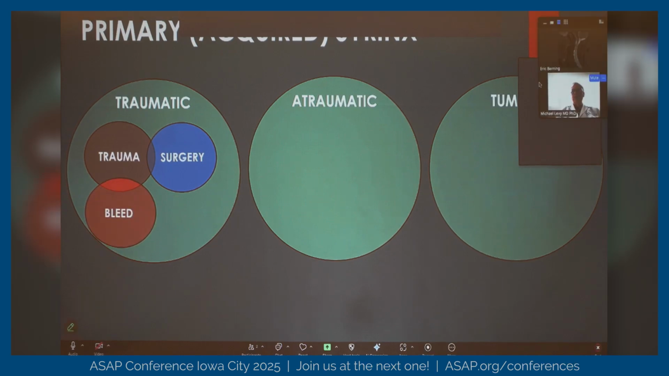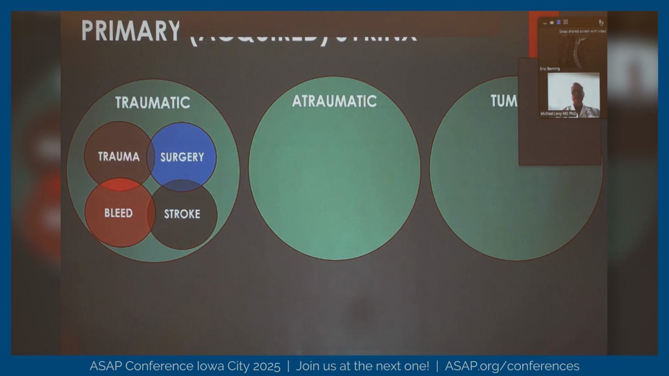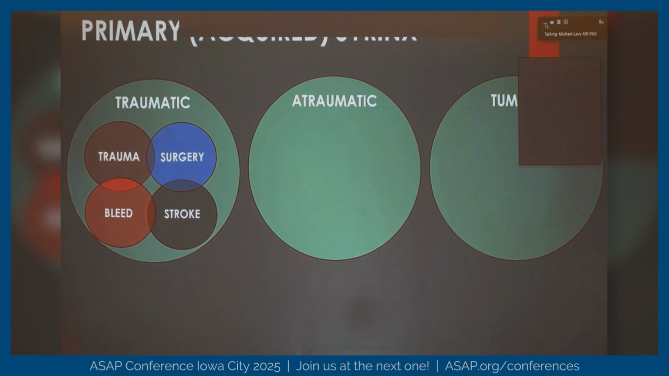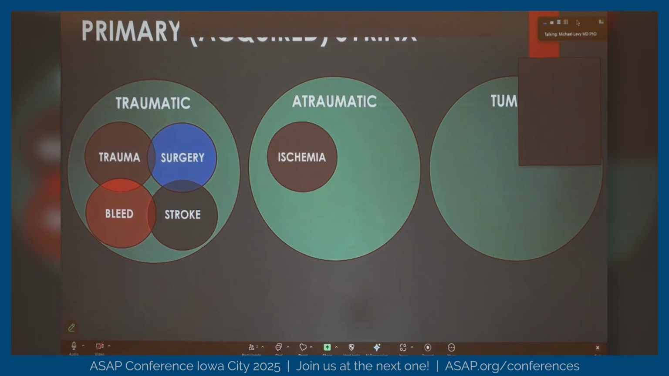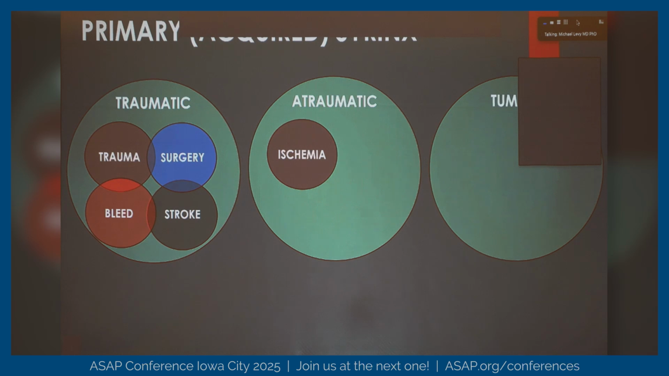A bleed into the tissue of the cord or the subarachnoid space, or even subdural blood can be considered to be traumatic. And lastly, a stroke, dead tissue, basically an infarction of the tissue of the cord. Atraumatic, ischemia with associated swelling. Tumor with associated swelling or mass effect.